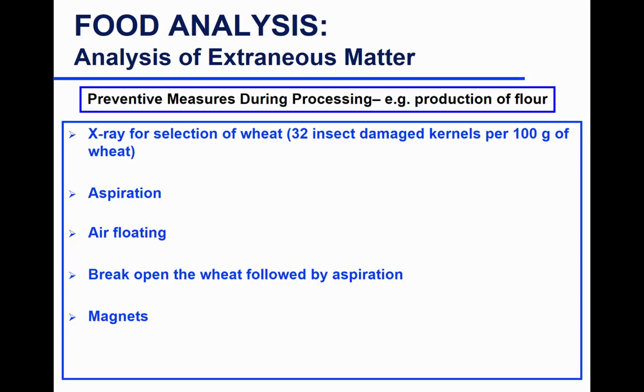With wheat, you can break open the wheat by crushing it a little bit and then use aspiration, because if you have more than 32 insect damaged kernels per 100 grams of wheat, you want to try to leverage the wheat. You can reduce the insect contamination by just breaking that wheat, aspiration, and then reduce that amount of insects present in your flour after that. Magnets are often used if you have any metals, so they can use magnets to remove metal from the product or the ingredient.